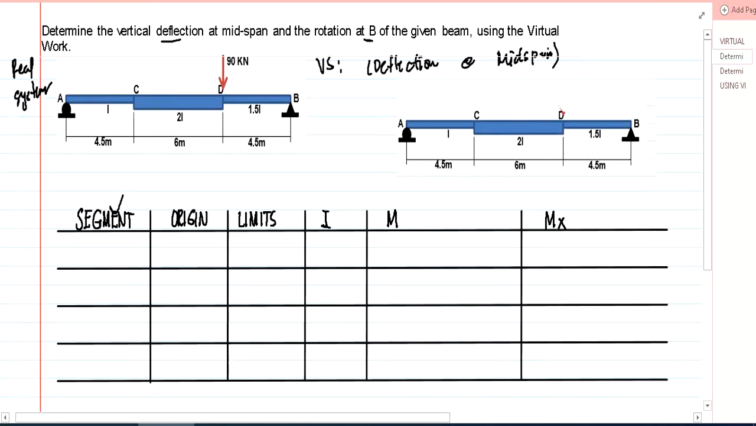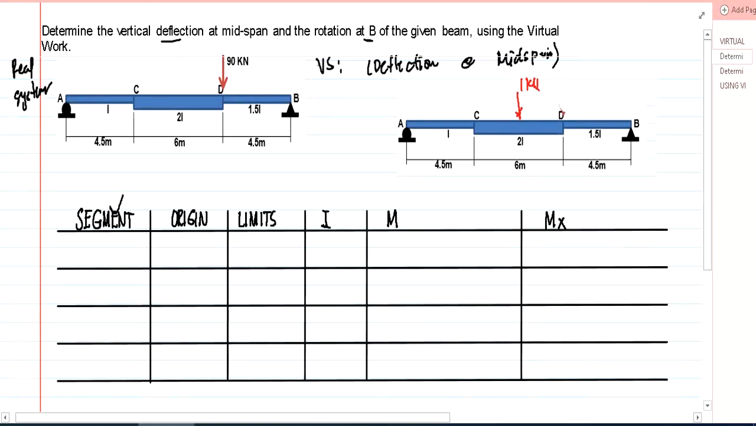So saan yung desired deflection natin at midspan? So we have to apply 1 unit load dito sa may midspan. Okay? So that will serve now as your load in your virtual system for deflection. Okay? So we have here now the real system and we have here now the free body diagram for virtual system. This is for the deflection. Iba din sa may rotation at B.